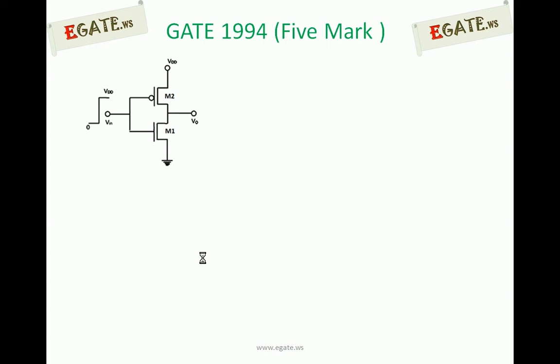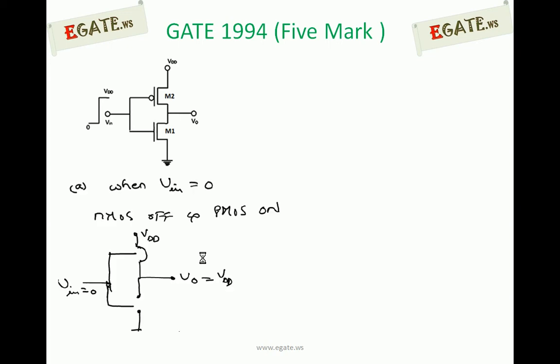Let us assume you are going to give V input as 0. That is, let us assume the input signal is going to be logic low. By that time, NMOS will be in the off condition and PMOS will be in the on condition. NMOS will be off and PMOS will be on for the low level. This is going to be the diagram, the equivalent model when V input is equal to 0.